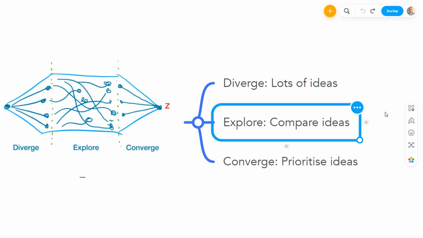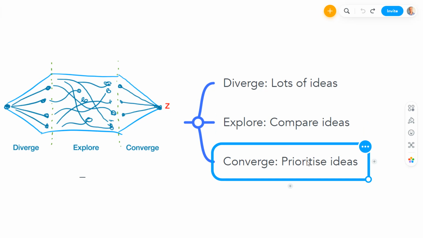Finally then, we want to converge, meaning we take the key ideas from the exploration phase and try to focus in on just the really important ones that matter, perhaps identifying some clear priorities or actions or next steps based on whichever ideas have really emerged as being the most important.